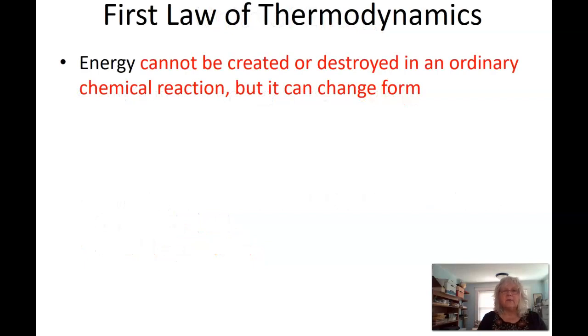All right, so we're going to start out with what's referred to as the first law of thermodynamics. The first law of thermodynamics says that energy can't be created or destroyed in an ordinary chemical reaction, but that it can change form. So the potential energy that's stored inside of an object due to what it's made of, I can rearrange those atoms and release some of that energy as heat.